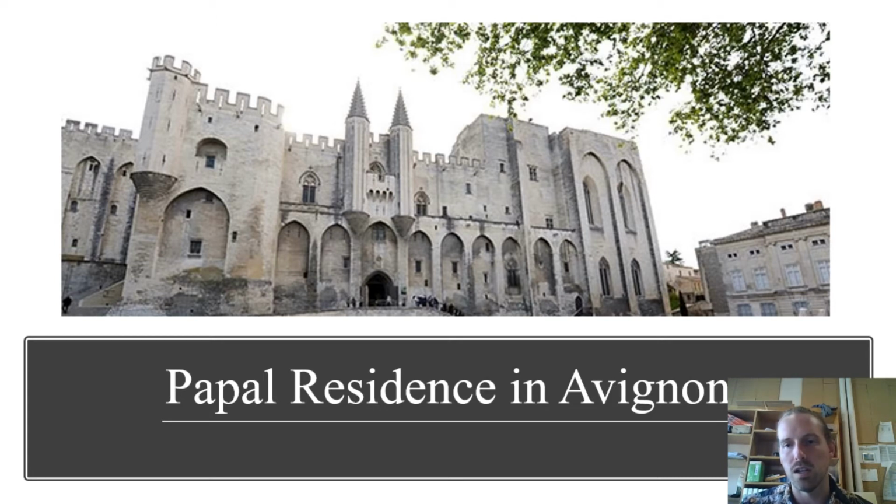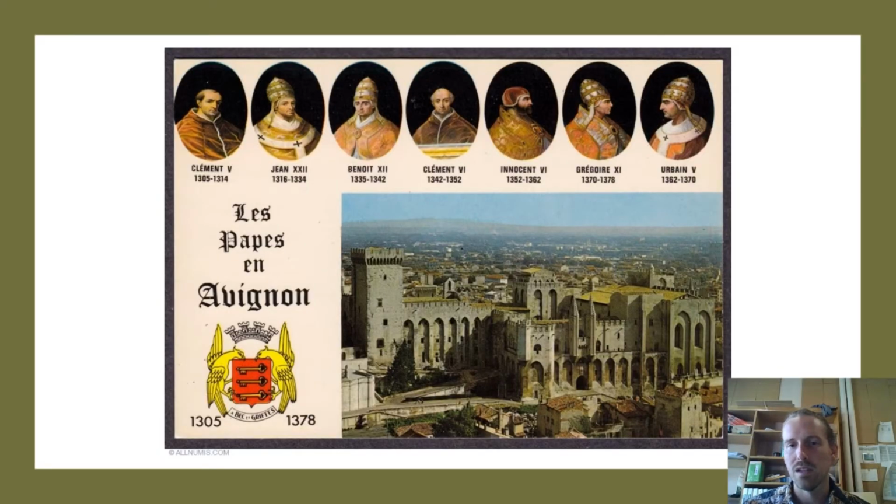So here's just a nice little picture that shows the papal residence in Avignon, which looks more like a castle really than a palace. And in some ways, well, it was a palace, it was a castle, it was also a prison, right? The Avignon popes were under the direct control of the kings of France. Here's another picture. You can get a sense of the scale of the papal residence in Avignon. And there's a list of the popes.